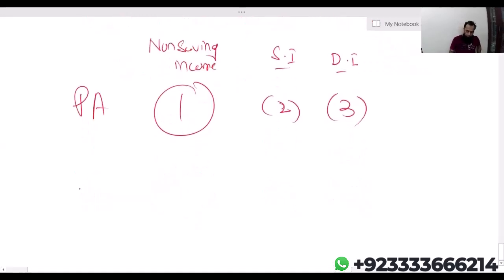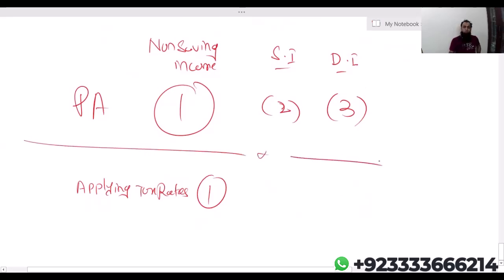When it comes to applying tax rates, always we tax first non-saving income, then we apply tax rate on the saving income, and finally we apply tax rate on the dividend income. Don't forget this sequence, always. First, you have to apply tax rate on the non-saving income, then we go for saving, and finally we go for dividend income. And all these tax rates will be given to you in exam, and you are studying Finance Act 24. The variant is UK.